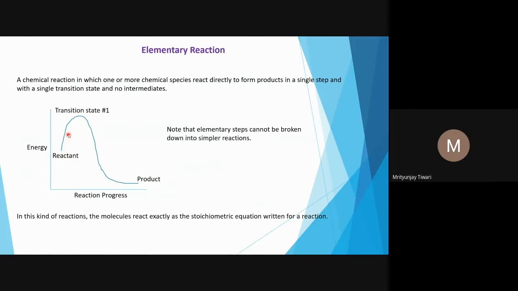But in that case, that collision will not lead to the product. Only a few collisions, which are called effective collisions, will lead the reactant energy to be equal to the transition state energy or even more, and those transition states only have the potential to get converted into the product. Even if a certain collision happens and the energy of the reactant reaches this, from here there are two possibilities: it may go to the reactant side and it may go to the product side.